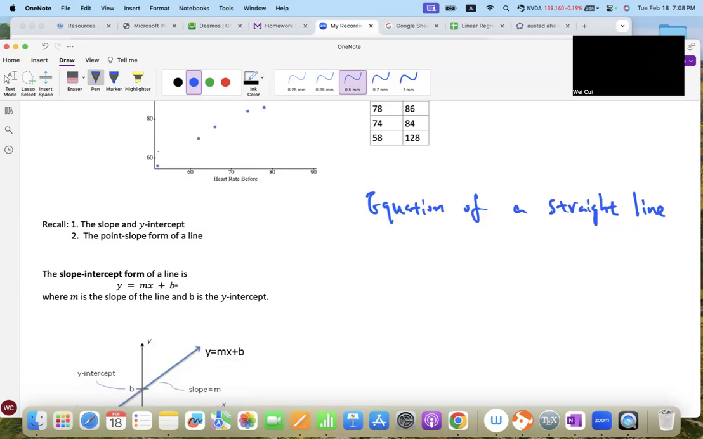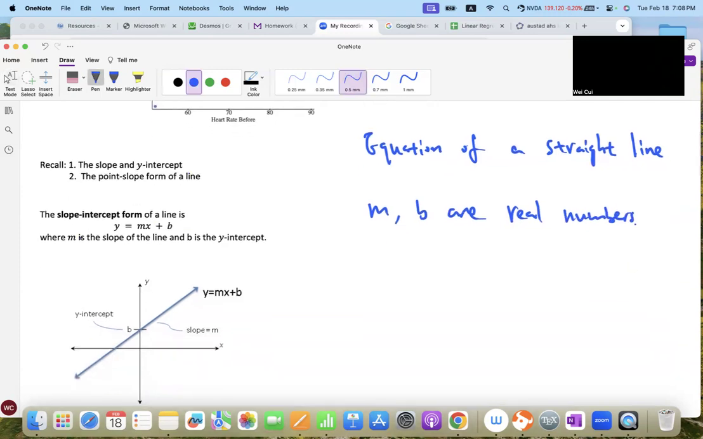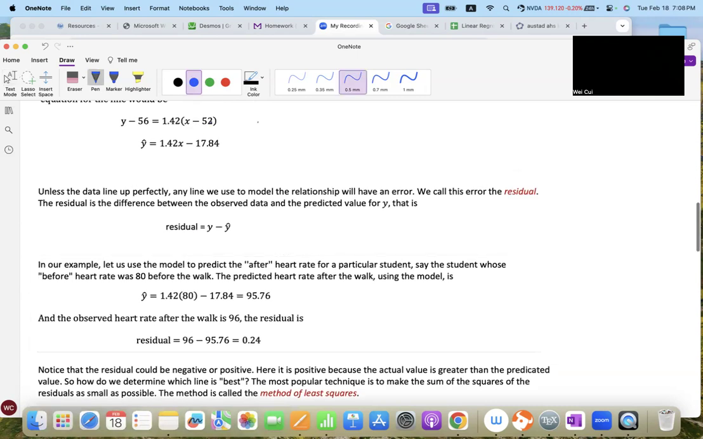A slope intercept form has an equation that looks like this: y equals mx plus b, where both m and b are some real numbers. The m will tell us the slope of the straight line, and b will tell us the y-intercept, at what point the straight line will pass the y-axis. So that is called the y-intercept. For example, if we have an equation that looks like this, we can tell from this equation that the slope is 1.42 and the y-intercept is negative 17.84.